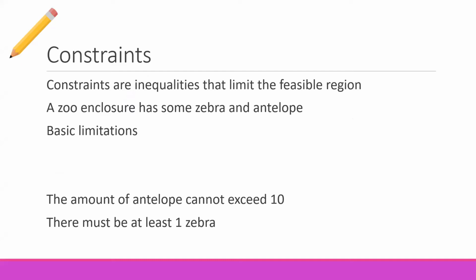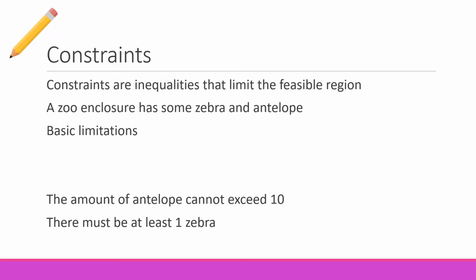If you thought about this, at the moment we haven't put any constraints on this system at all. So you could have as many or as few antelope or zebra as you want. It could be hundreds of millions, or it could be 2 or 3.